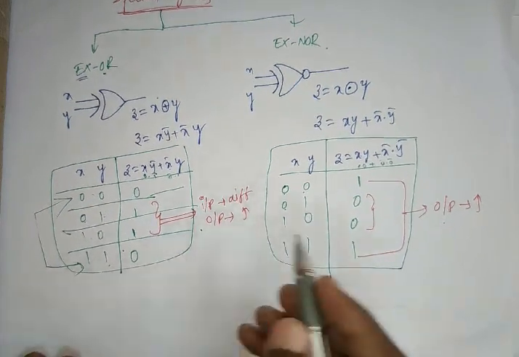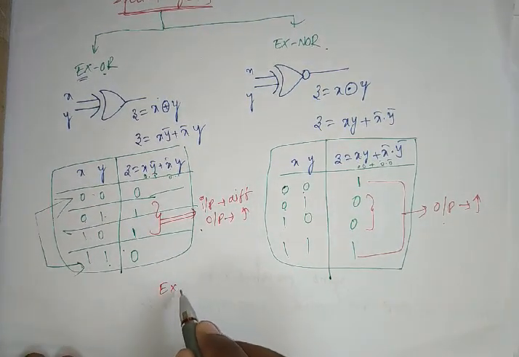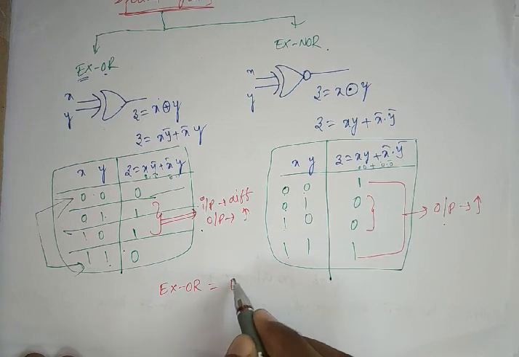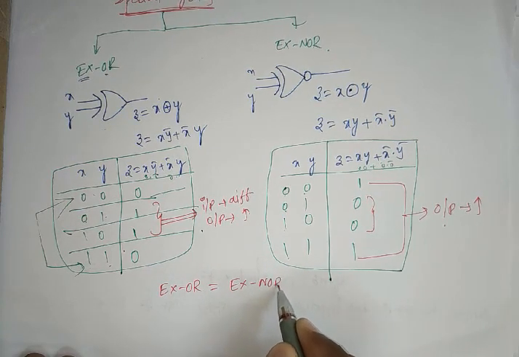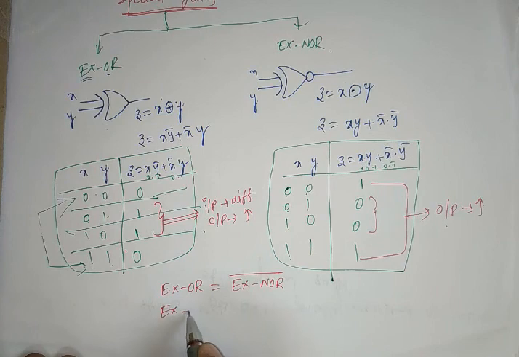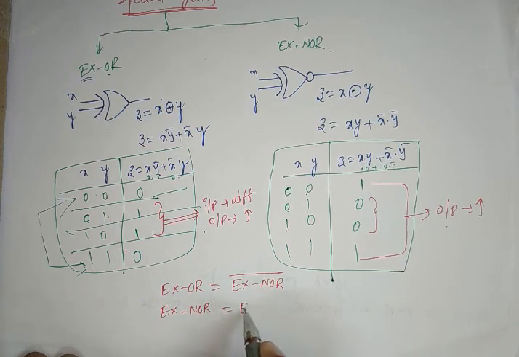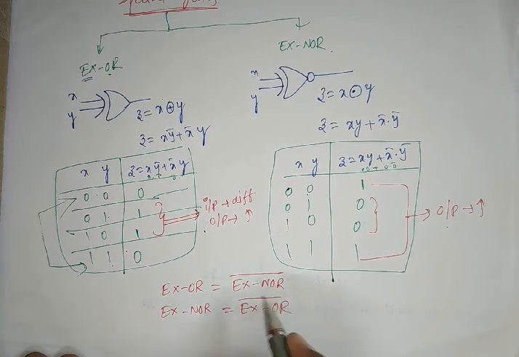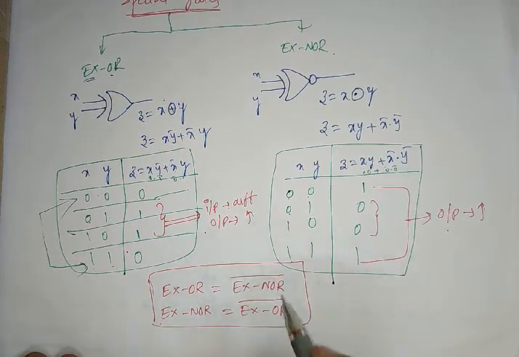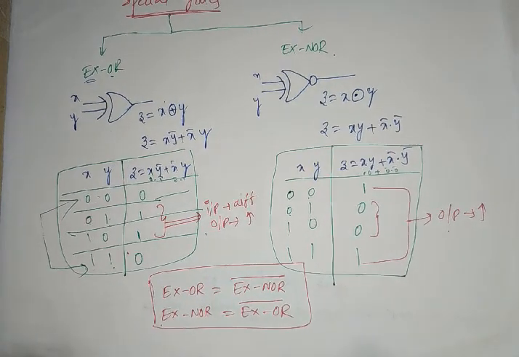The relation between XOR and XNOR is that XOR is equal to the complement of XNOR, or XNOR is equal to the complement of XOR. We can see that from De Morgan's law, where LHS equals RHS: XOR is equal to XNOR bar, and XNOR is equal to XOR whole bar. So this covers logic gates, the types of logic gates, and their symbol representation, function representation and truth table representation. Okay, thank you.